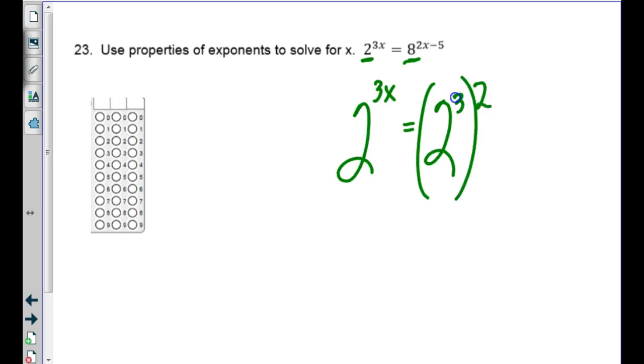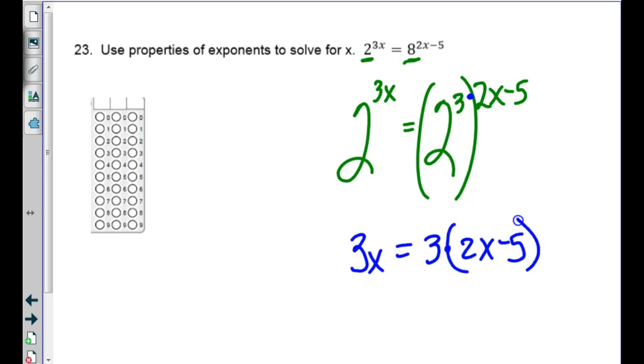Yes. Now, this is where everybody goes wrong. Because they write down 3 equals 3 times 2x minus 5, and then they write 6x minus 5. What's wrong? Nope. What are we supposed to do with exponents? We have to multiply, but we have to do what? We have to distribute.